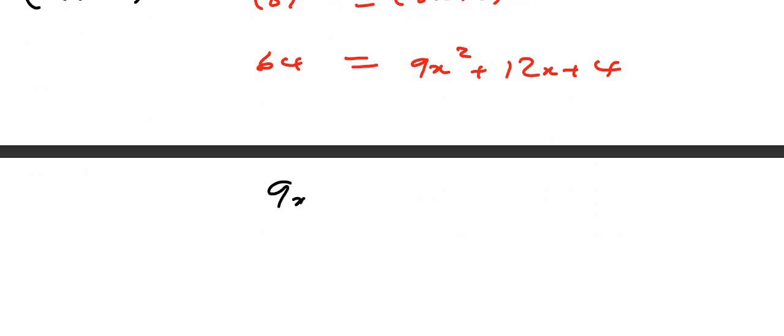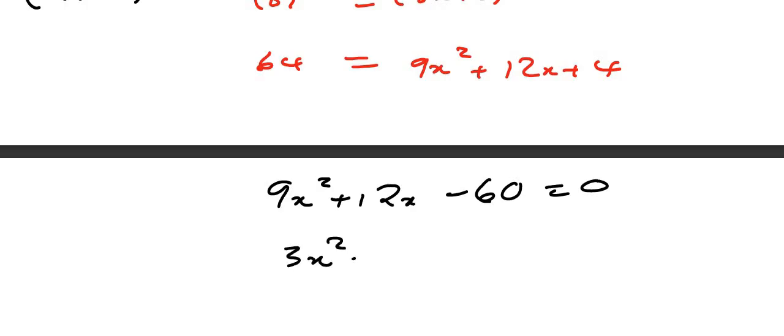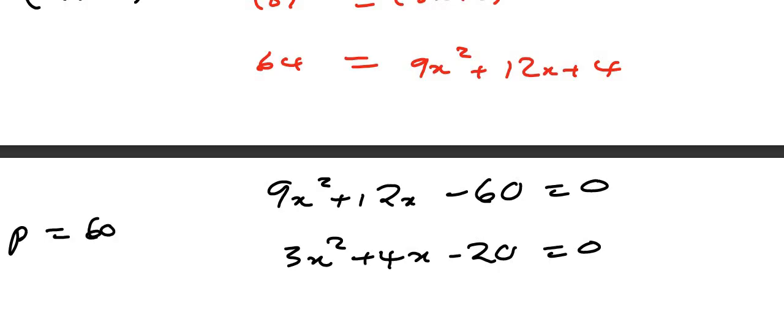So this is going to be 9x squared, plus 12x, and we bring this over. This is going to be 60 because 4 minus 64, right? Then from here, 3 can divide everything. That's 3x squared, plus 4x, minus 20, equal to 0. So the product that I'm getting is negative 60. Then the sum is simply 4. So what factors can we use?